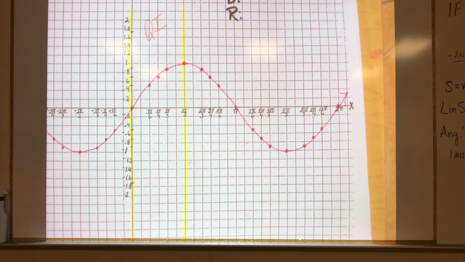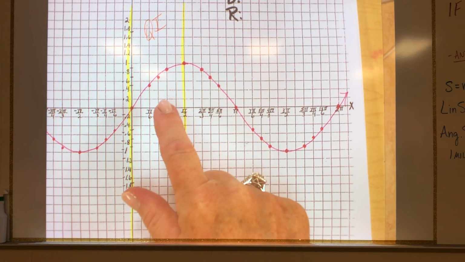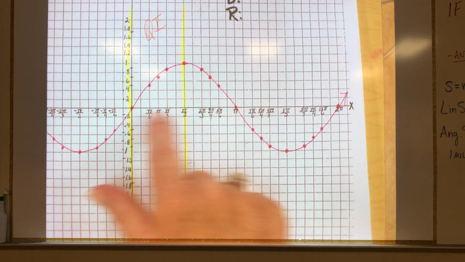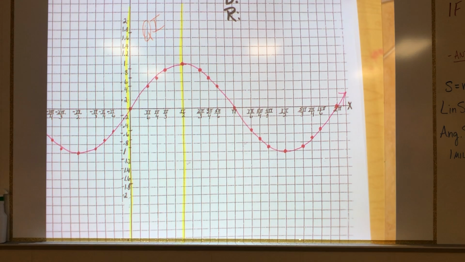What are the sine values in quadrant 1? Positive or negative? Positive. Everybody's positive in quadrant 1. Everybody will be above the x-axis.